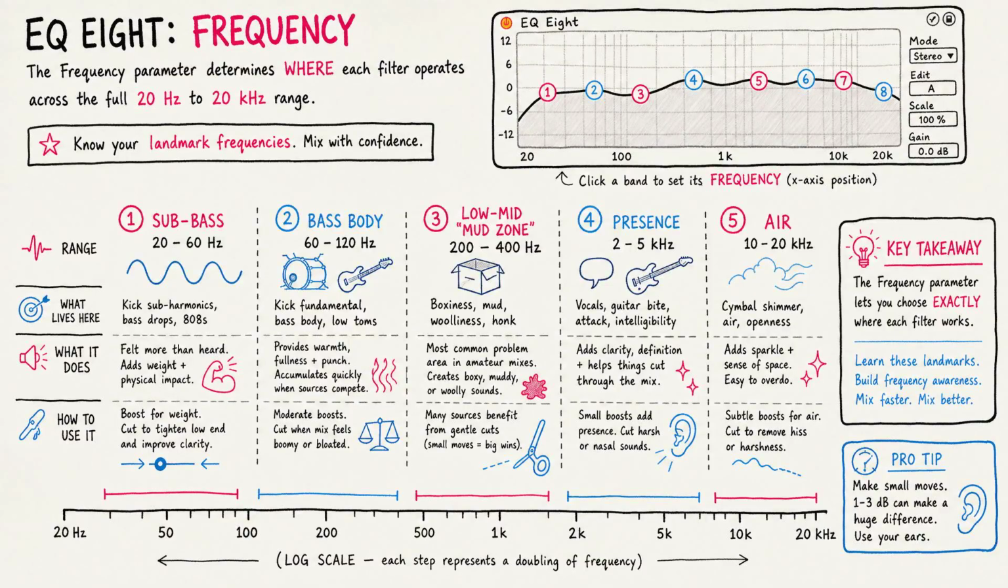Presence and attack, 2 to 5 kHz, provides clarity, definition, and the cut that helps sounds punch through a mix. Boost here for intelligibility. Cut to push sounds back in the mix or reduce harshness.